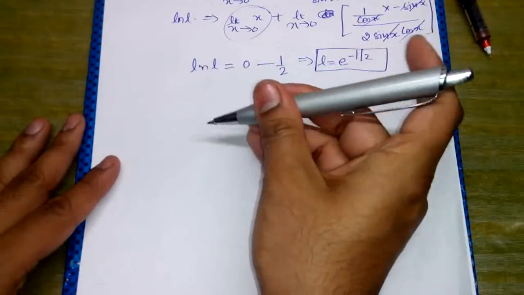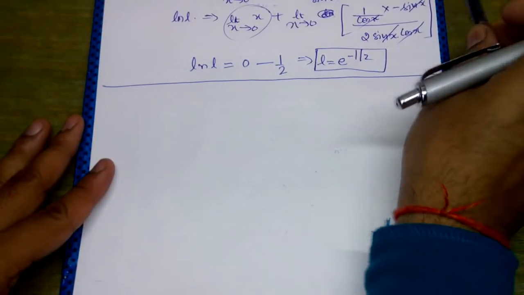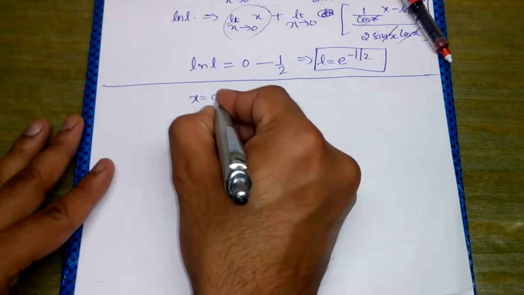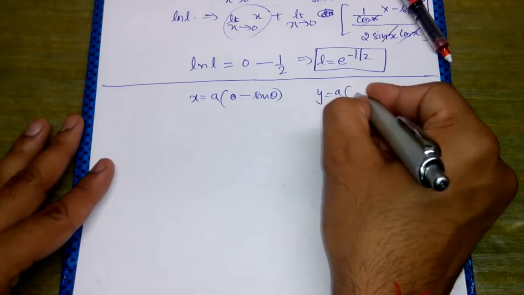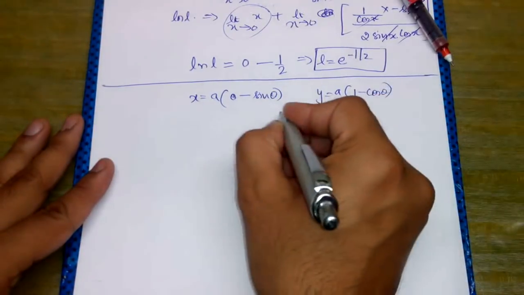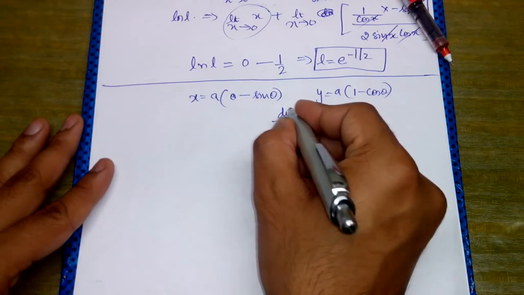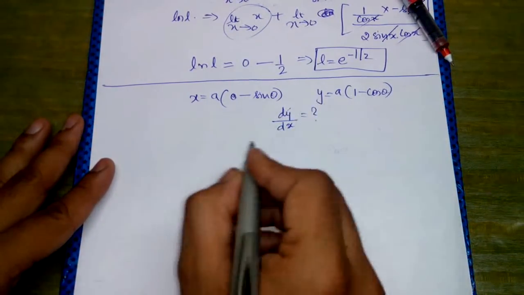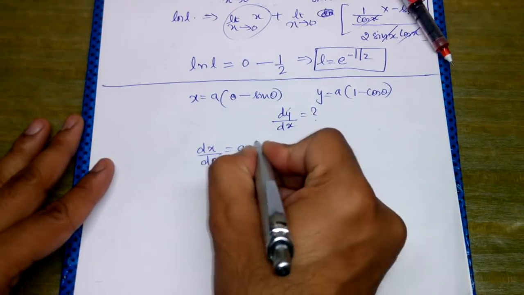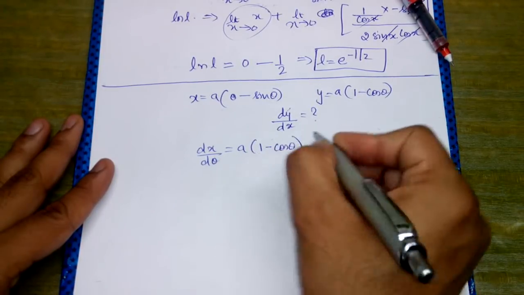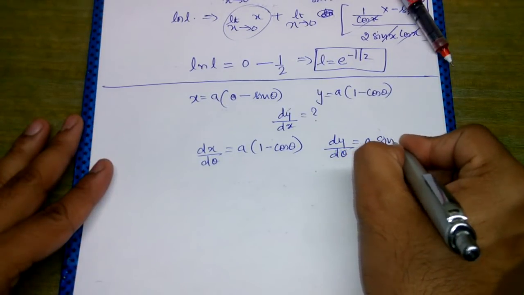Okay, now we will discuss another question which is based on differentiation, and with that we will be revising our differentiation a little bit. x is equal to a(theta minus sine theta), y is equal to a(1 minus cos theta), and we have to determine the value of dy by dx. So what we will do first, we will find dx upon d theta. This would be a(1 minus cos theta), and we will find dy upon d theta. This would be a sine theta.